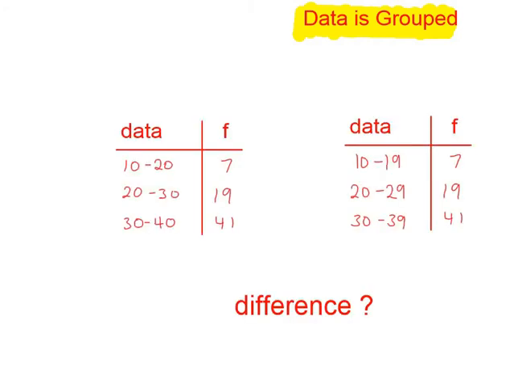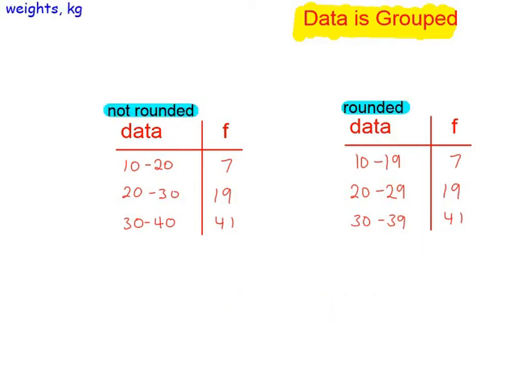Grouped data would be in a frequency table, so you would get frequency tables like this. What's the main difference between these two tables? They look very similar. The frequencies are identical. The actual values here for the class intervals differ. It's all about rounding data. So in this table the data has not been rounded. In here data has been rounded. Now data here are weights in kilograms. So in this table the data was rounded to the nearest kilogram.